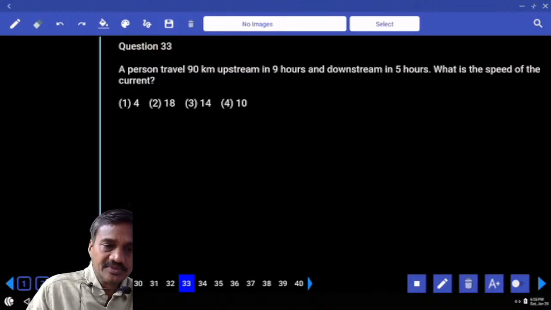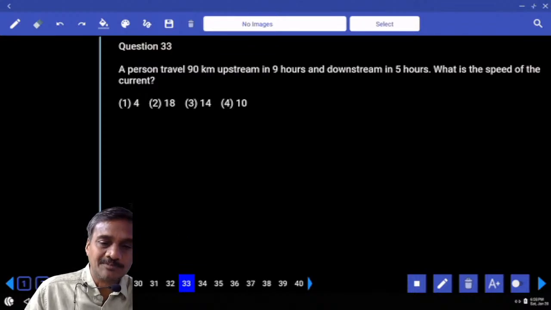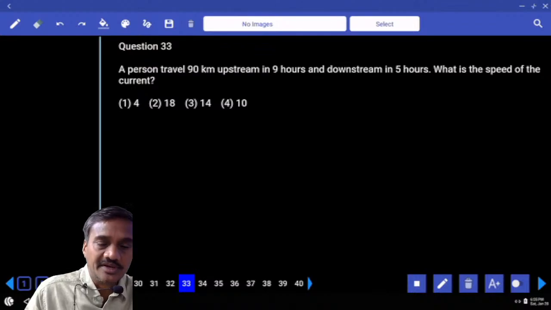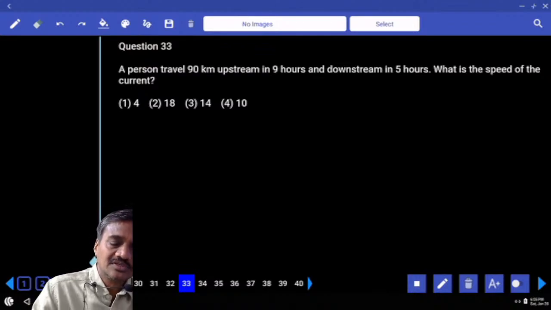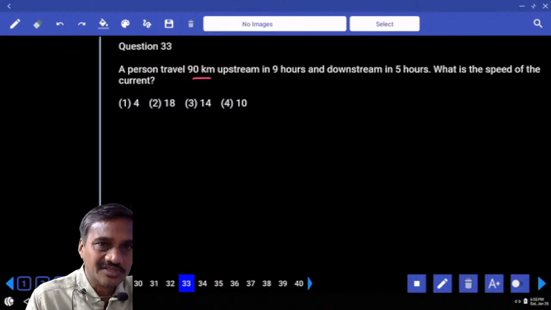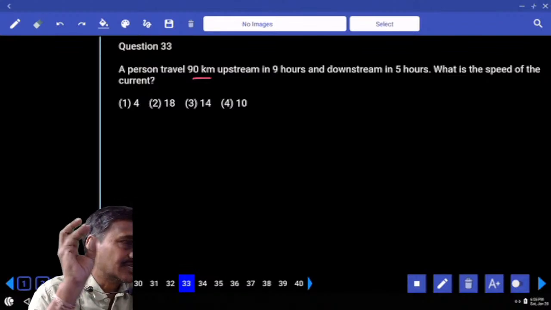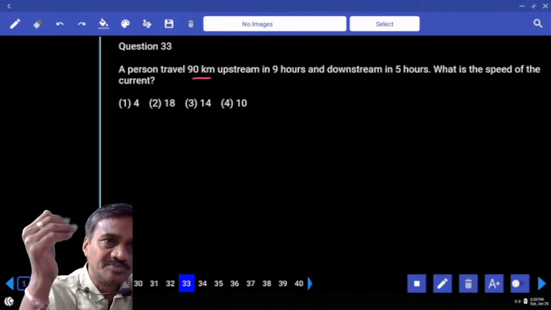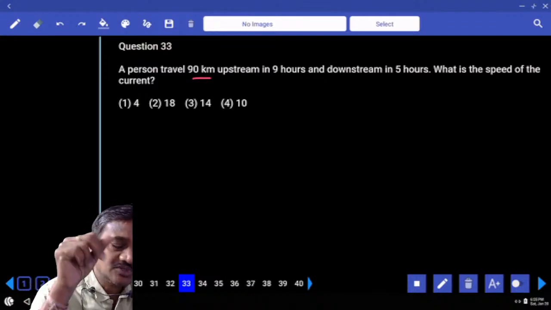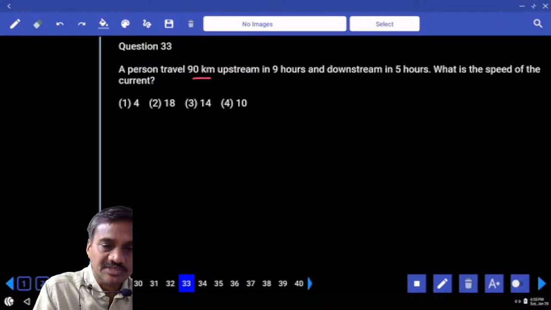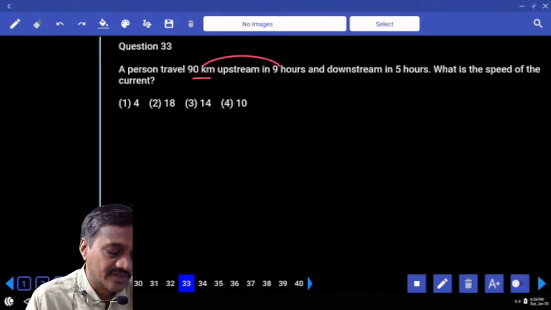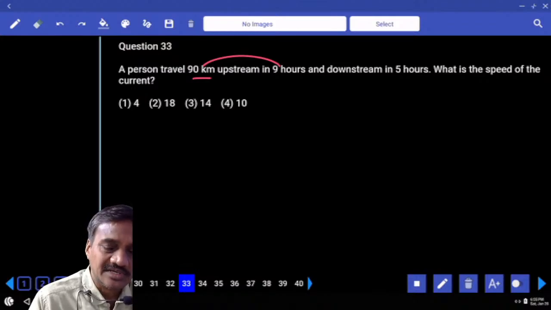Then 33, a person travels upstream. How many kilometers? 90 kilometers. In how many hours? 9 hours. Now in this upstream, what are the things that are present? Now the speed of the water stream, and again now the speed of this man as well. Sum of these two must be equal to how much? Must be equal to 90 kilometers. 90 kilometers in 9 hours.